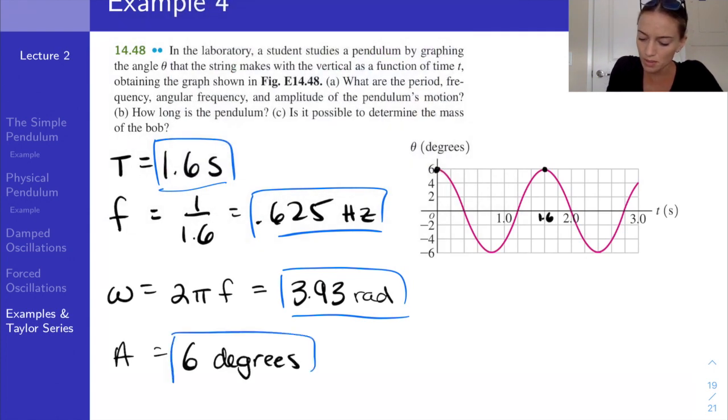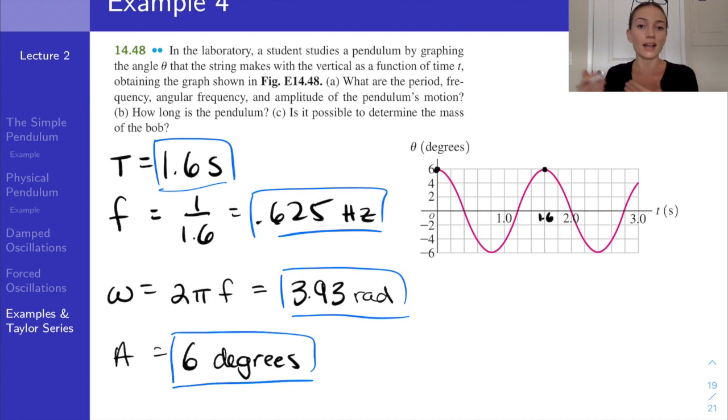Now it's important to be careful here because we have both degrees and radians in the same problem. So our amplitude, or our graph here, is in degrees because it says so. But when we calculate the angular frequency, it's still in radians because angular frequency is defined in radians. So when you multiply your frequency by this 2 pi, there's like a hidden little radians in there. So it's okay to have part of our answer in radians and part of our answer in degrees here. That's totally fine.